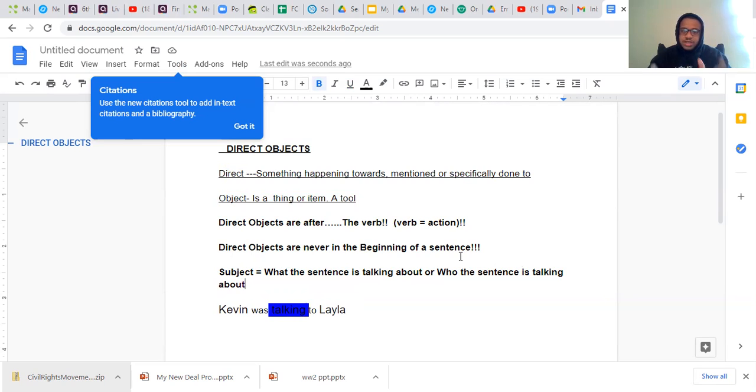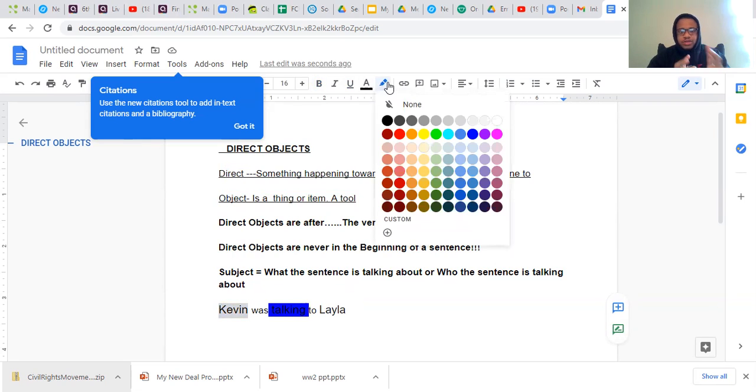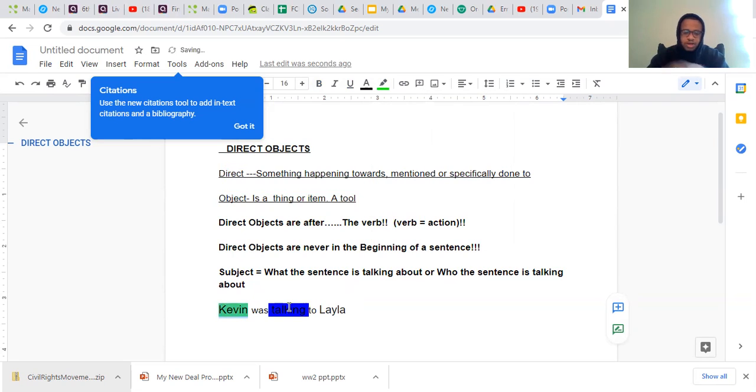So, who is the sentence referring to? Meaning, who performed the action? Kevin was talking to Layla. As we can see, Kevin performed the action. Why? There's no mention of Layla speaking to Kevin, but there's a mention of Kevin speaking to Layla. Let's highlight this green, or turquoise, however.